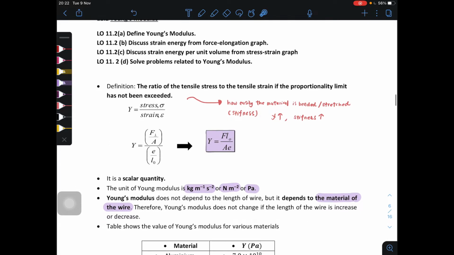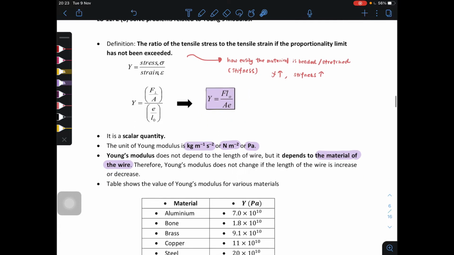Okay, so since the Young's modulus is equal to stress divided by strain, each of these value has its own formula, di mana stress adalah force divided by the cross-sectional area, and strain adalah the elongation divided by the original length. So apabila kita susun, kita akan dapat Young's modulus is equal to FL0 divided by AE. Okay, so kita akan gunakan formula ni untuk cari Young's modulus.